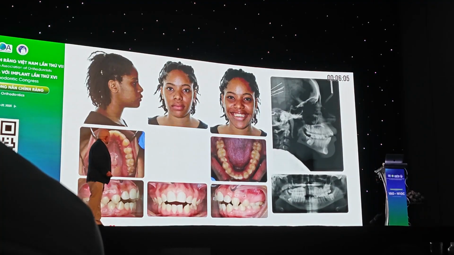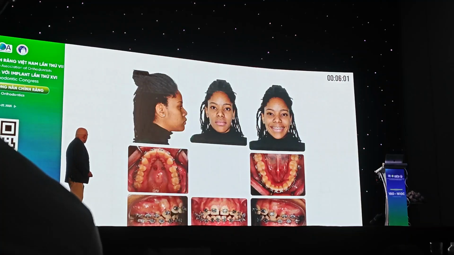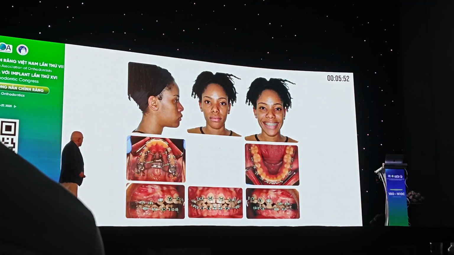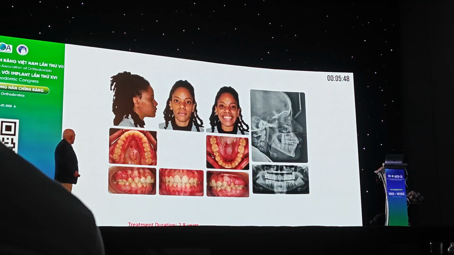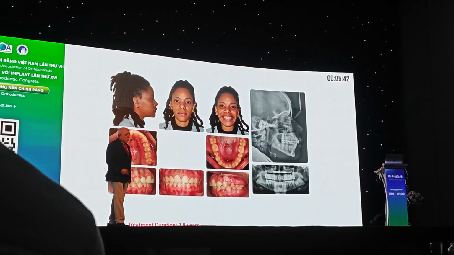Next patient, she's 29 years old. There she is. Two parallel screws in this patient. You can see the system we are using in the posterior region. Intrusion duration is 12 months in this patient. And there she is at the end of the treatment. These pictures are when the brackets are removed.